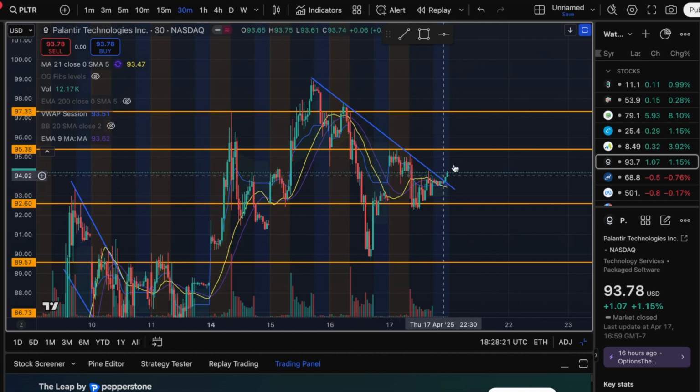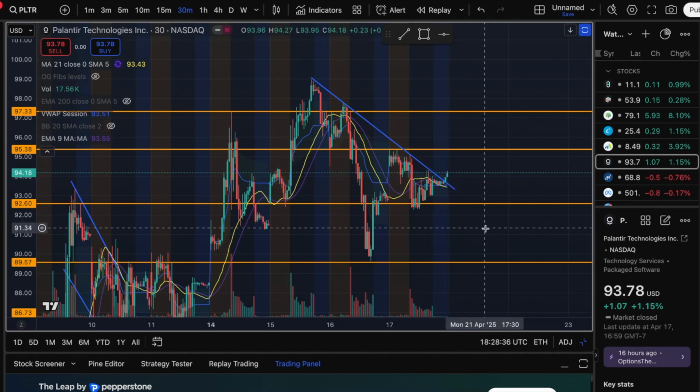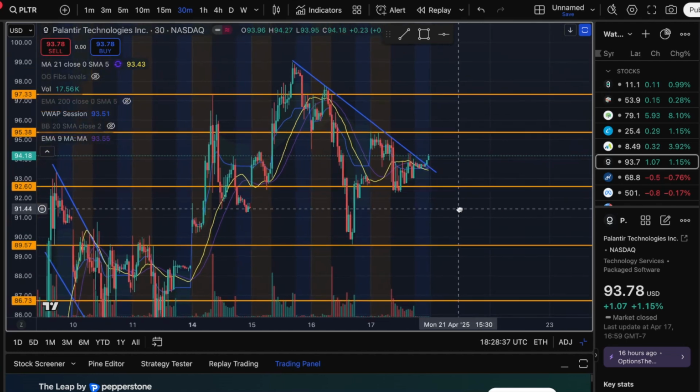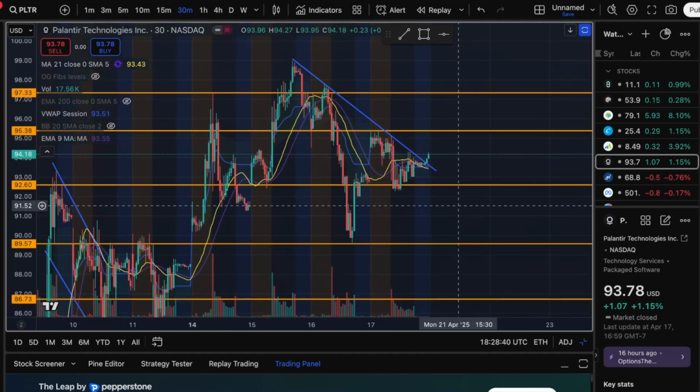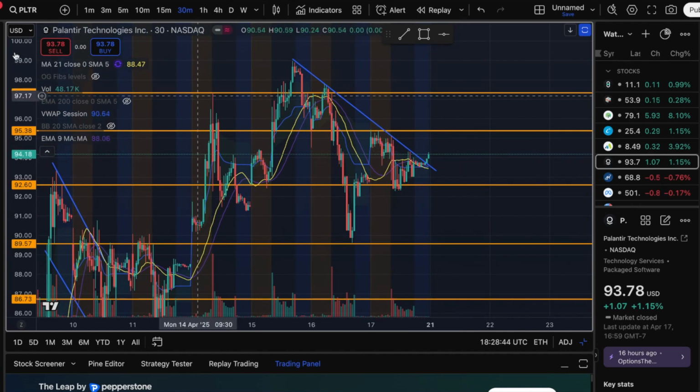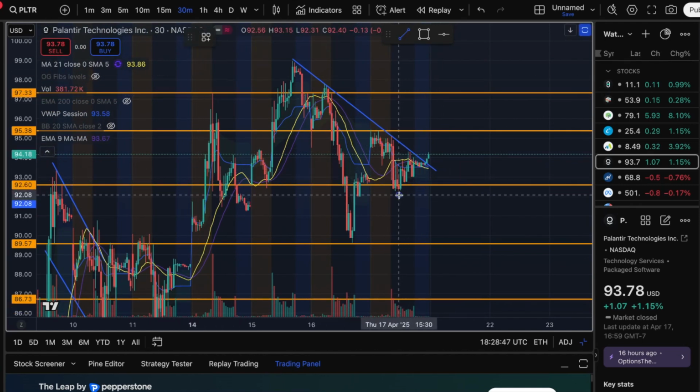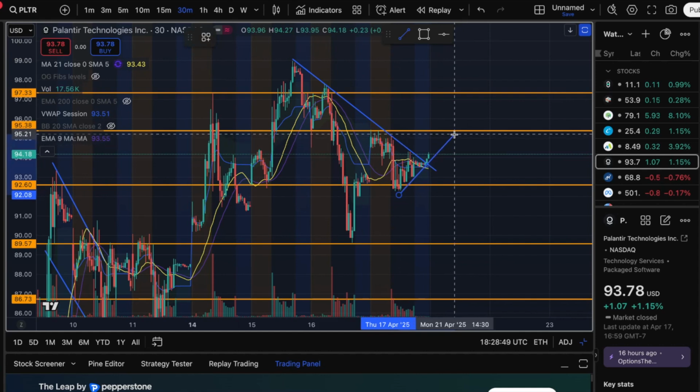So that's two confluences. You got the trend line break and you got it bouncing off of the 9. Like I said, an A plus setup has three confluences. So if we could find one more, that would be critical, right? And to me, that one more is simply the formation of an uptrend. So we got a break of a downtrend. We got the formation of an uptrend now.